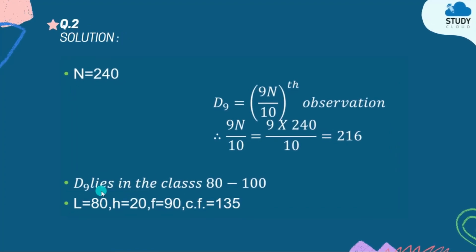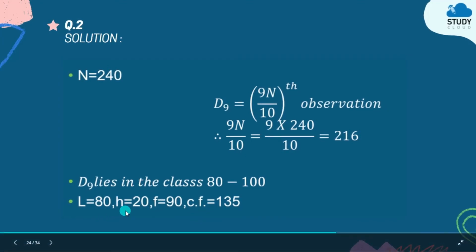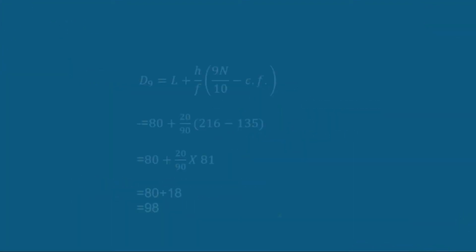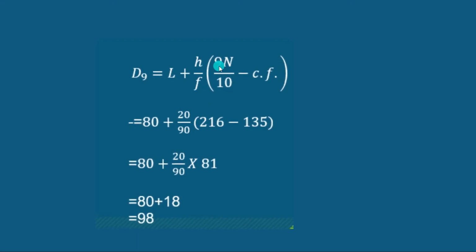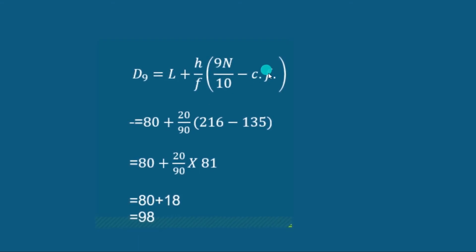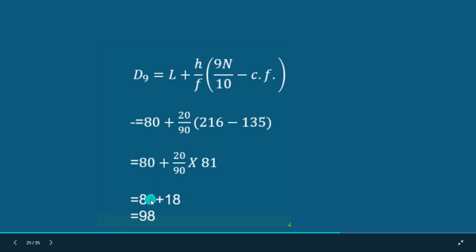So here just write what is given. So decile 9 lies in the class 80 to 100. L is 80, H is 20, F is 90, CF is 135. Then just write the formula here as L plus H upon F, 9n upon 10 minus CF. So L is 80 plus 20 upon 90, and in brackets you have to write 216 minus 135. Then when you solve this entire part, your answer is 98. So your D9 is 98 here.